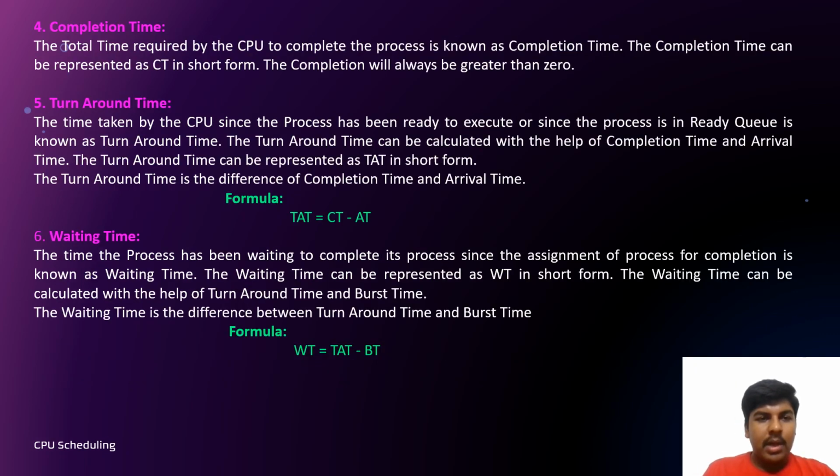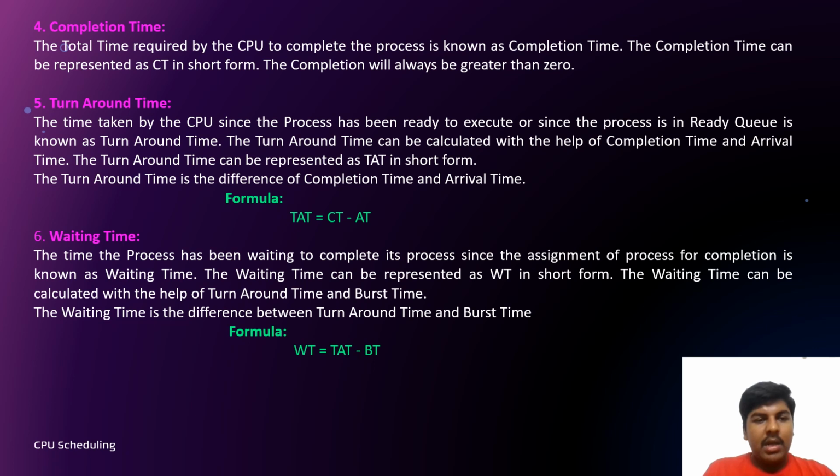The next one, completion time. The total time required by the CPU to complete the process is known as completion time. The completion time can be represented as CT in short form. The completion time will always be greater than 0.